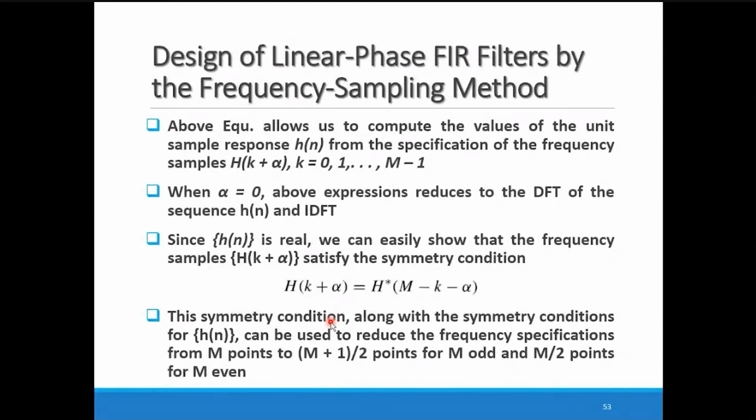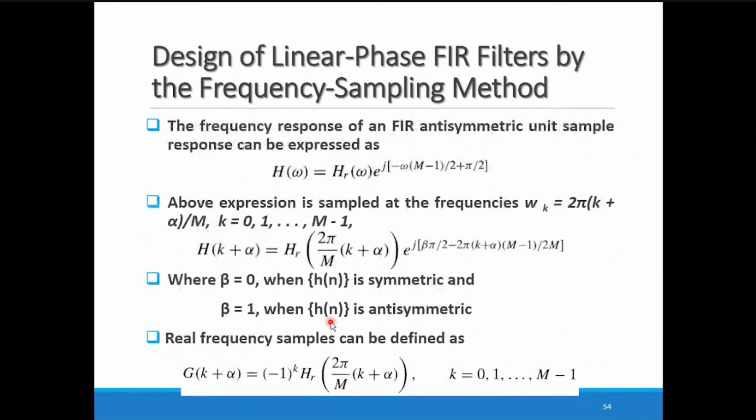Okay, so the frequency response of an FIR anti-symmetric unit sample response can be expressed. If it is an anti-symmetric filter, then it can be represented as H(ω) is equal to Hr(ω) into e raised to minus jω(M−1)/2 plus π/2. This equation we already wrote in the previous slides. The above expression is sampled at the frequency ω_k equal to 2π(k+α)/M. So instead of taking continuous frequency ω, we are taking samples of that ω for the interval 0 to 2π, and we obtain k number of samples, where k is 0 to M minus 1.